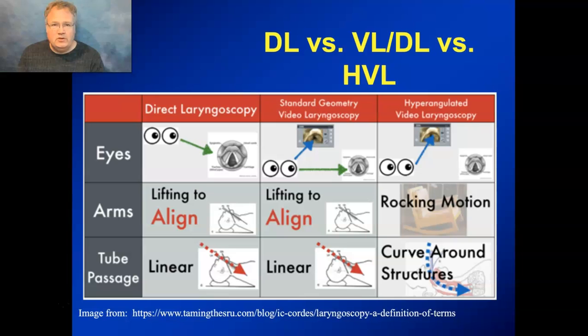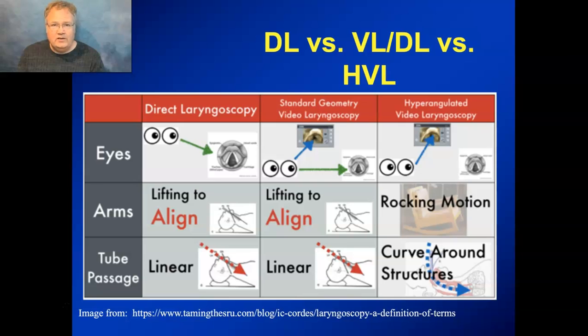In direct laryngoscopy, you are looking at the cords. You are lifting up the mandible to align your three airway axes, and it is a linear passage of the tube. In standard geometry or VLDL hybrid, you are both looking at the cords directly, but you can also look at the video screen, which shows you the cords. You are again lifting to align. This is a standard intubation alignment anatomy, and it is a linear passage of the tube along the three axes.